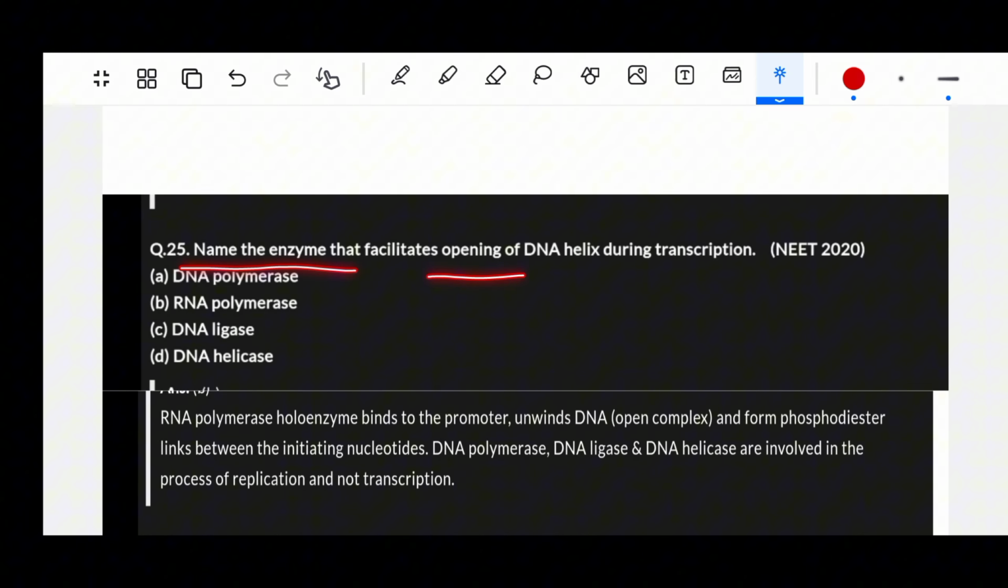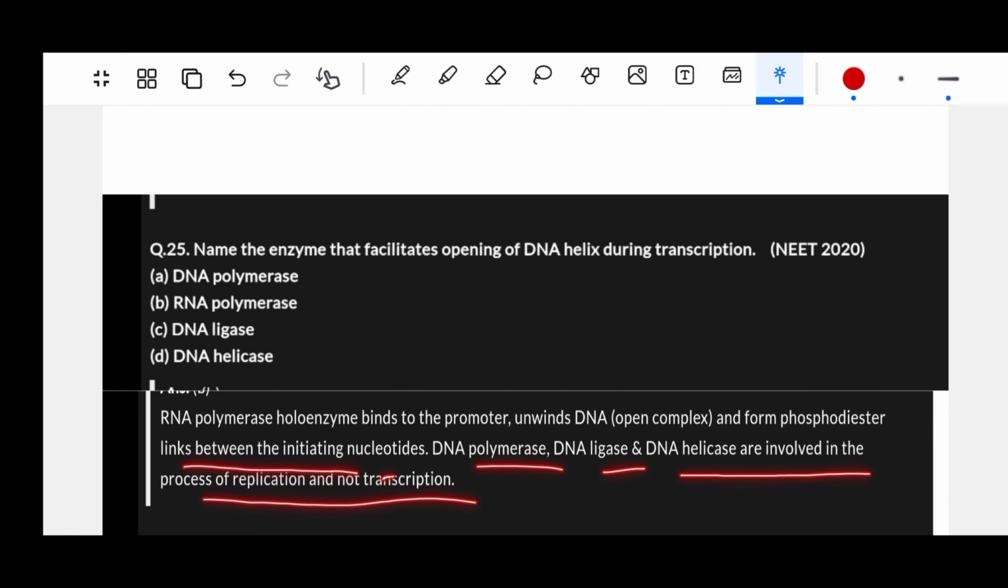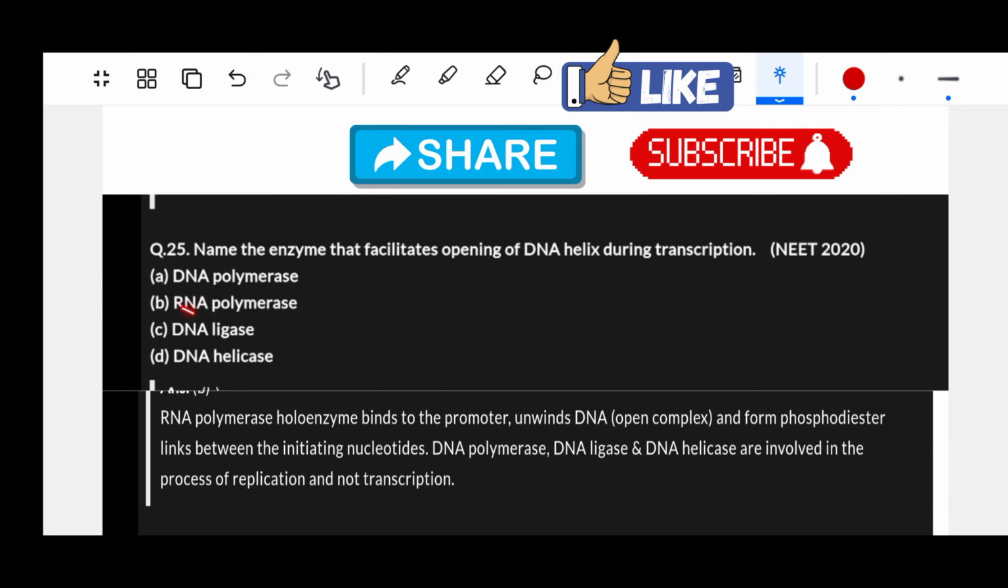Name the enzyme that facilitates opening of DNA helix during transcription. DNA polymerase, RNA polymerase, DNA ligase, DNA helicase. RNA polymerase holoenzyme binds to the promoter, unwinds DNA complex, and forms phosphodiester links between the initiating nucleotides. DNA polymerase, DNA ligase, and DNA helicase are involved in the process of replication and not transcription. Option B, RNA polymerase.